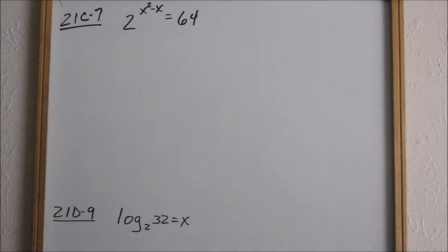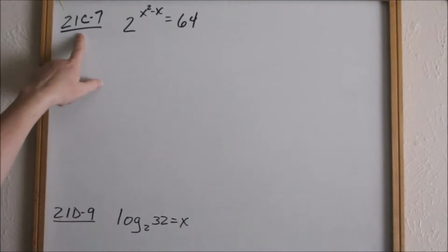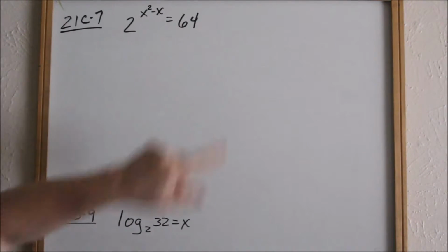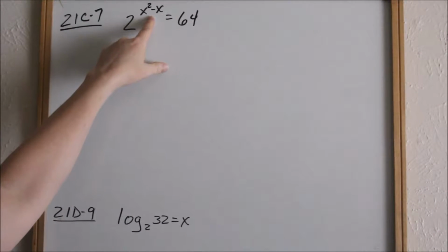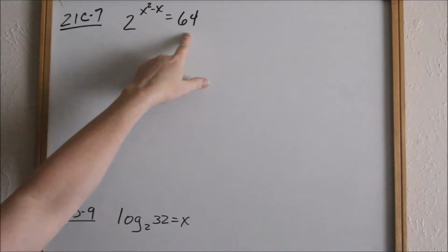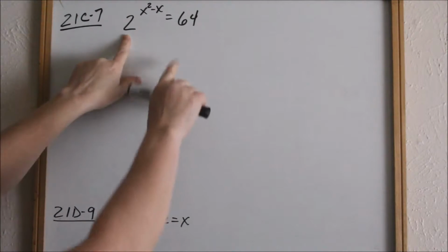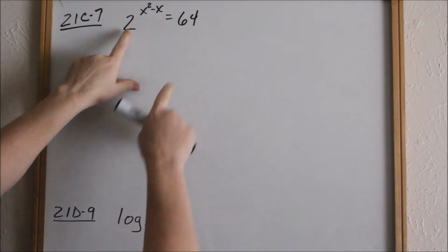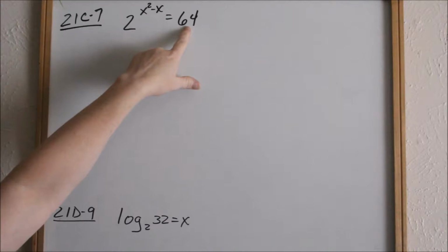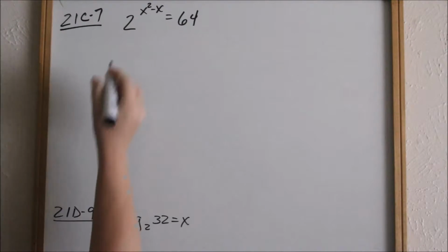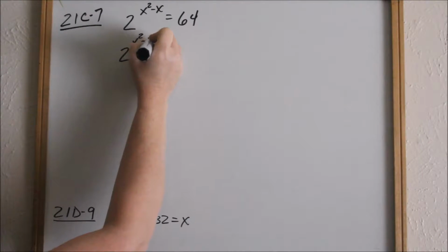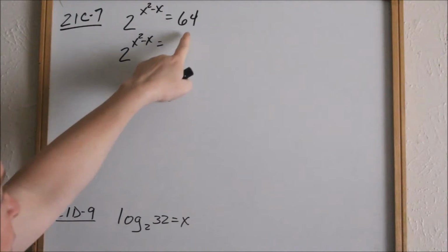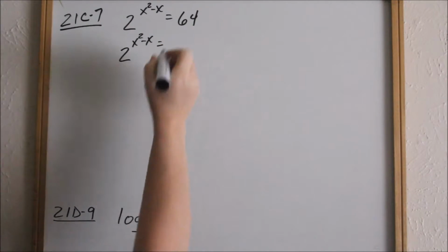Okay, we're going to be solving some simple equations that are in exponential form and log form. So looking at 21C7, you have this equation. The best thing to do when you have your variable in the exponent is to look to see if you can make these bases the same. This is in a base 2. Can we put this in a base 2? Yes. So we have 2 to the x squared minus x equals, okay, 2 to the what is 64?